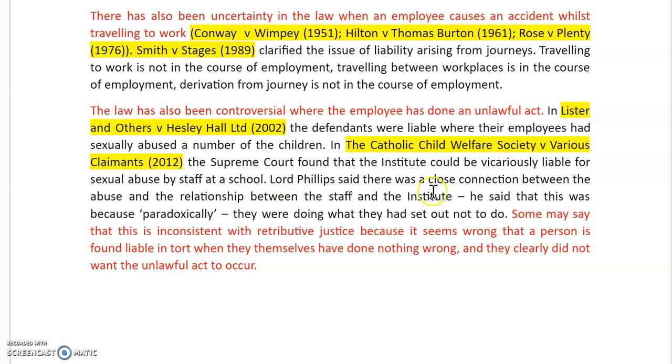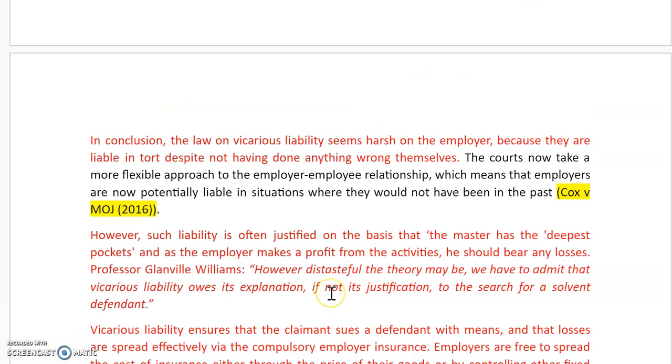And Lord Phillips said that there was a close connection between the abuse and the relationship between the staff and the institute. And I've used some of his wording here. He said it was because paradoxically they were doing what they had set out not to do. And a critique of this is that some people would say that these decisions are inconsistent with retributive justice, because it does seem wrong that a person's found liable in tort when they themselves have done nothing wrong, and the employers clearly did not want their employees to be doing these unlawful acts.